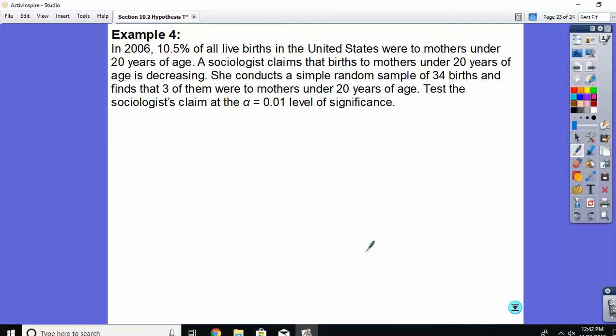Alright, so we have to check, would 34 be less than 5% of the whole population? Absolutely. Let's check the n times p times 1 minus p. So my n is 34. The p, what am I using for that? 0.05.